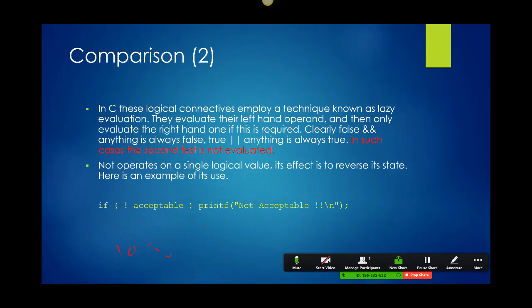Okay, and the negation, not, right? So look at this statement. Whatever is inside the parentheses is the expression that the if is examining, right? If not acceptable, printf not acceptable. That means that if the variable acceptable has a value 0, not 0 will be 1, which means true, then you print it. Okay, not the best example I should have put in here.